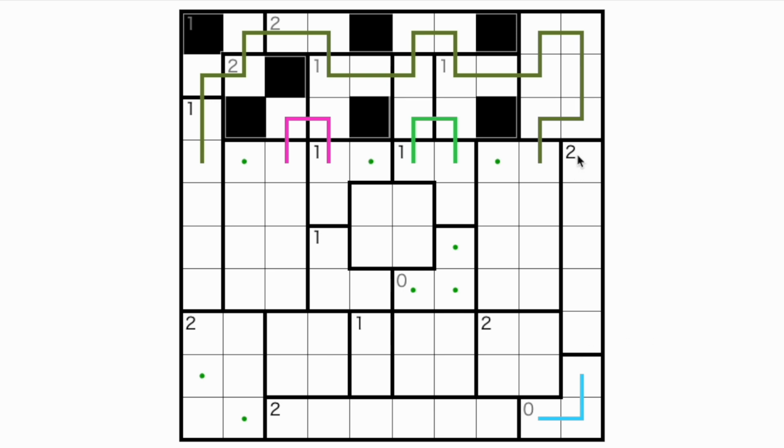We have two in this column. This can't be one of them because that would give us a dead end right here.